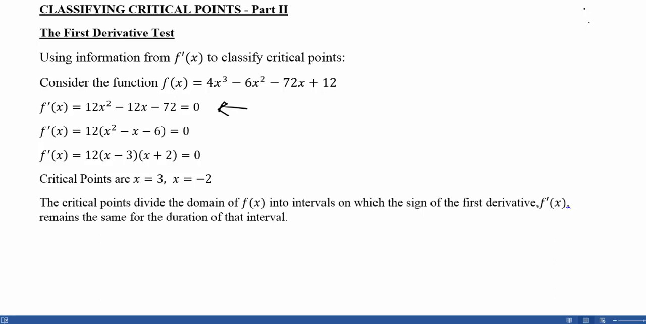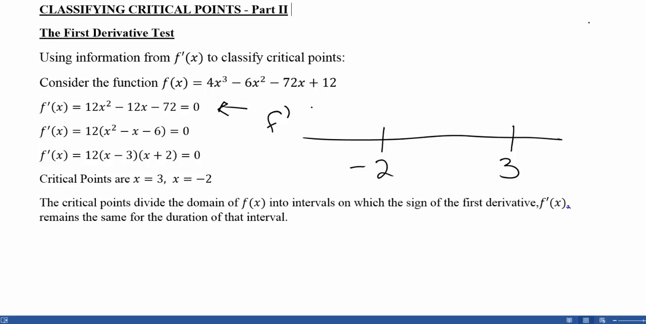For example, the original function is defined for all values of x. So that means we are going to divide up the entire number line at x equals 3 and x equals negative 2. Negative 2 is going to come on the left of the number line to 3. And we are going to report what the sign of the first derivative looks like for these three intervals. The intervals are negative infinity to negative 2, from negative 2 to 3, and from 3 to infinity.